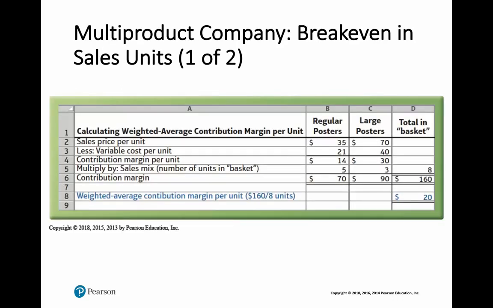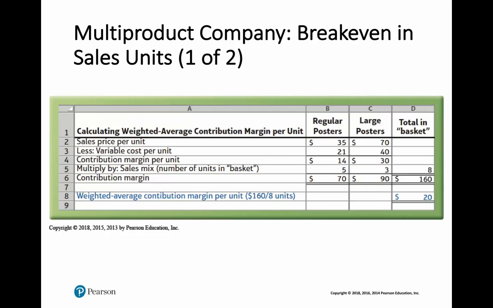So we have here, for K's company, we're going to calculate our weighted average contribution margin. What we have to do first is figure out our sales mix. If you go here on this diagram, we go to line 5, multiply the sales mix, and the problem is going to tell you what the sales mix is.